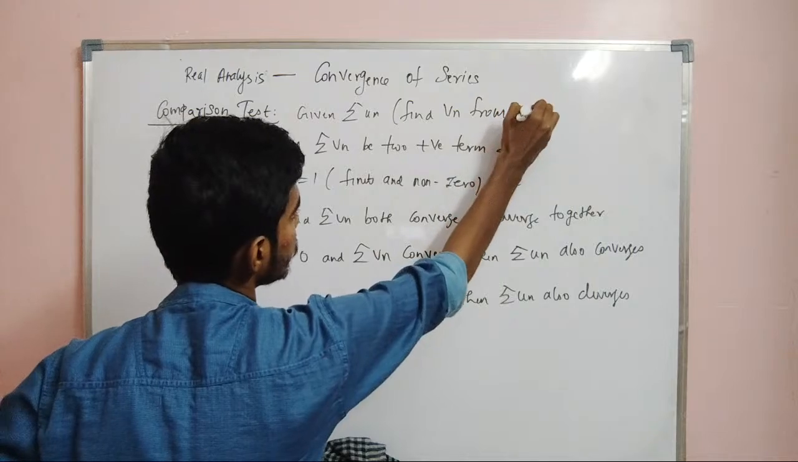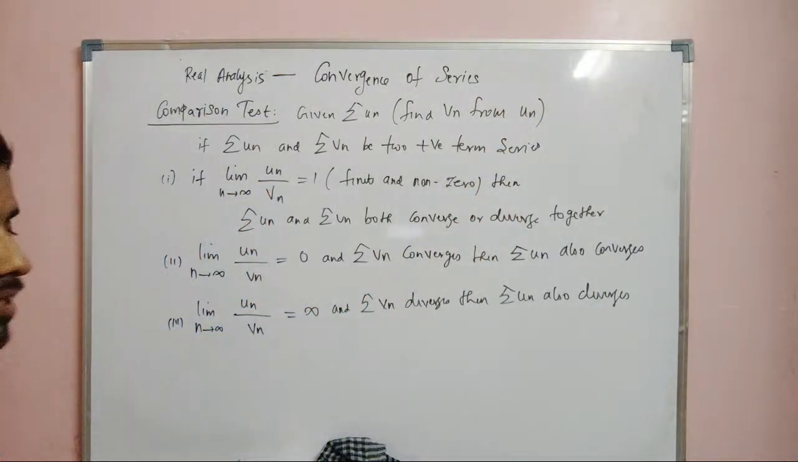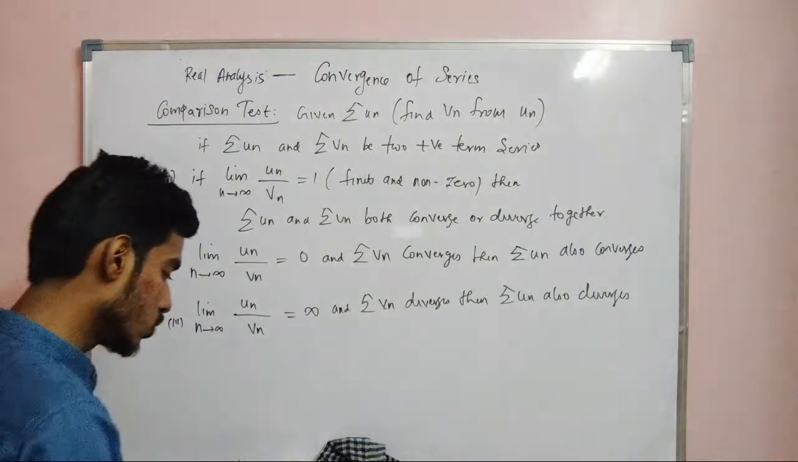from the given series Un, right? You need to find Vn. Now there is a trick to find Vn. I will tell that while doing problems, right?